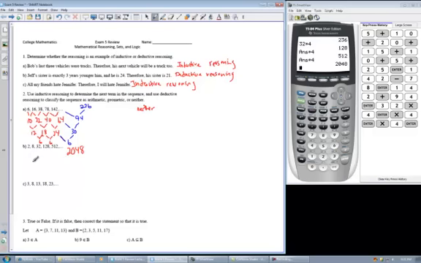And this is, I'm multiplying by 4, right? So I'm multiplying by 4. So this is an example of a geometric sequence.